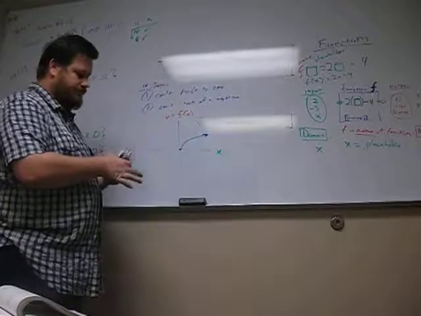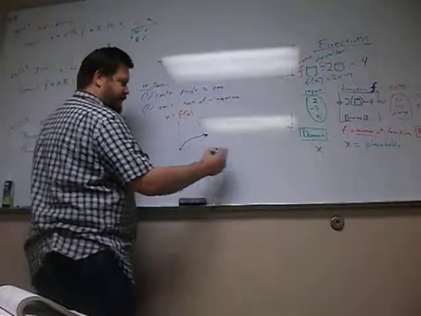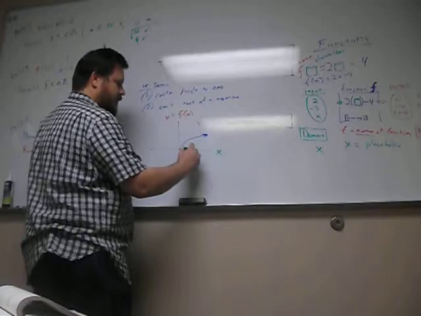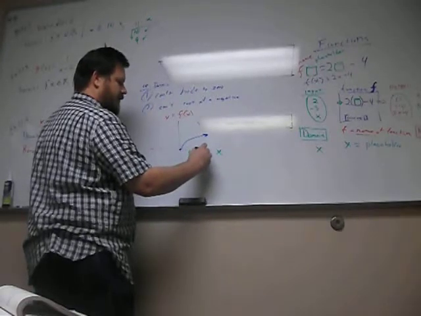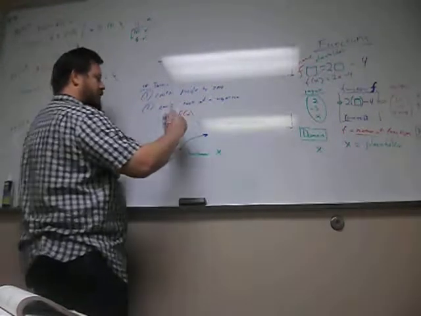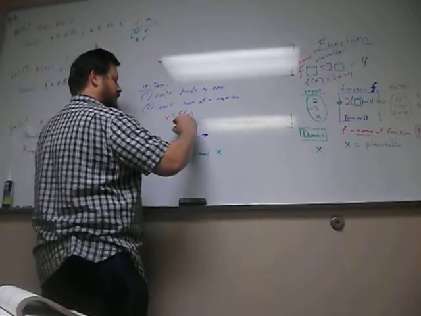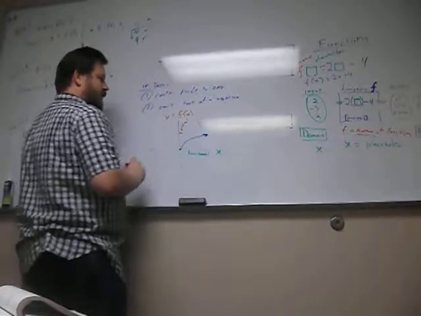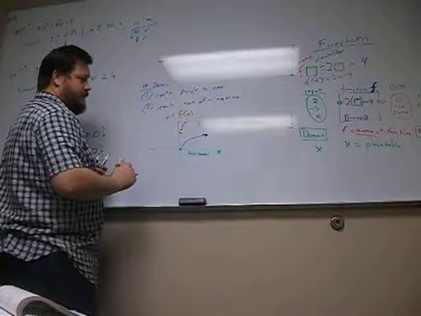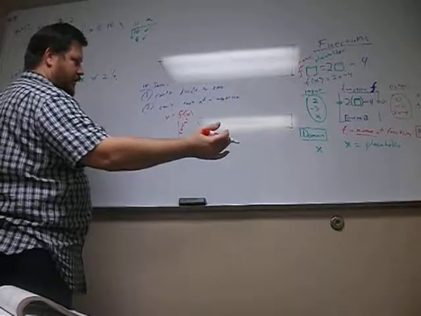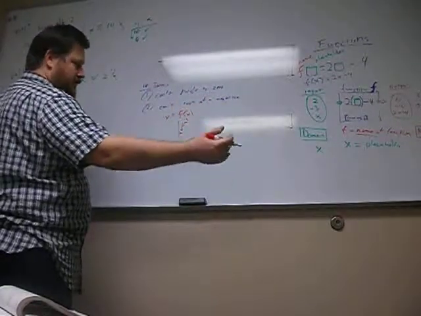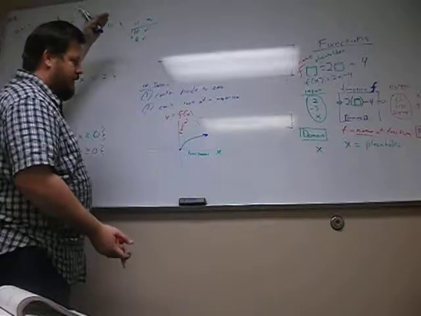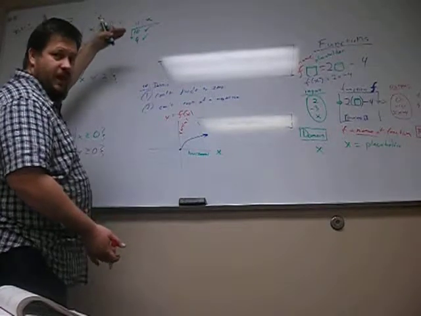Our domain is x's, and range is your y's. Check it out. Remember I said earlier that this is our horizontal scale. What letter does that start with? H. And y is our vertical scale. It's really hard to write sideways. X, horizontal, input, domain. Y, vertical, output, range.